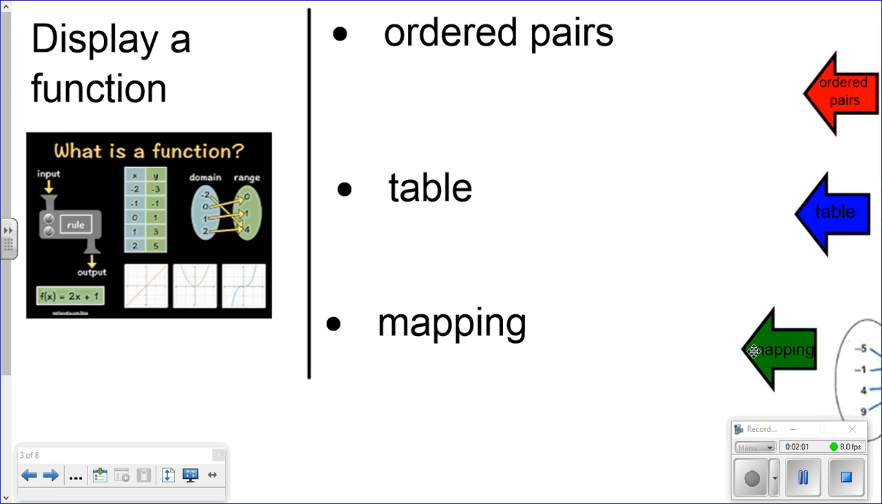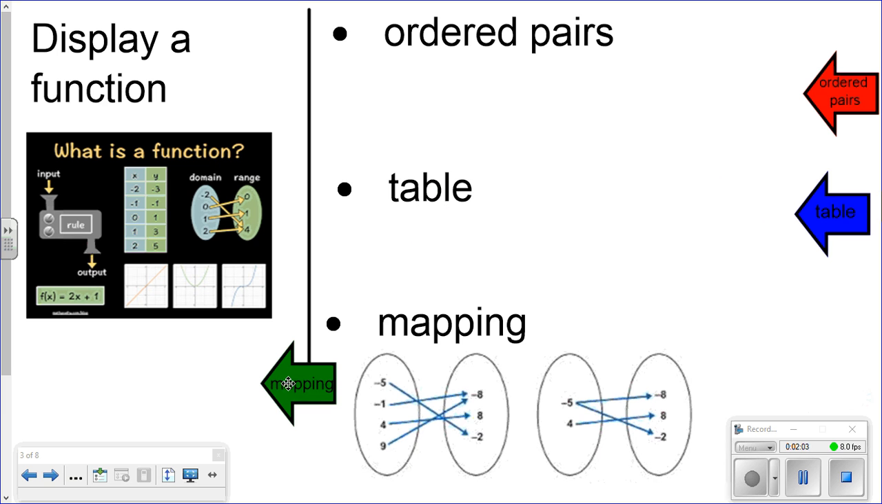In mapping, each ordered pair is connected with a line. So these ordered pairs are (-5, -2), (-1, -8), (4, 8), and (9, -8). So that is a function. Over here I've got -5 with -8, and I have -5 with -2. One input with two different outputs. That is not a function.